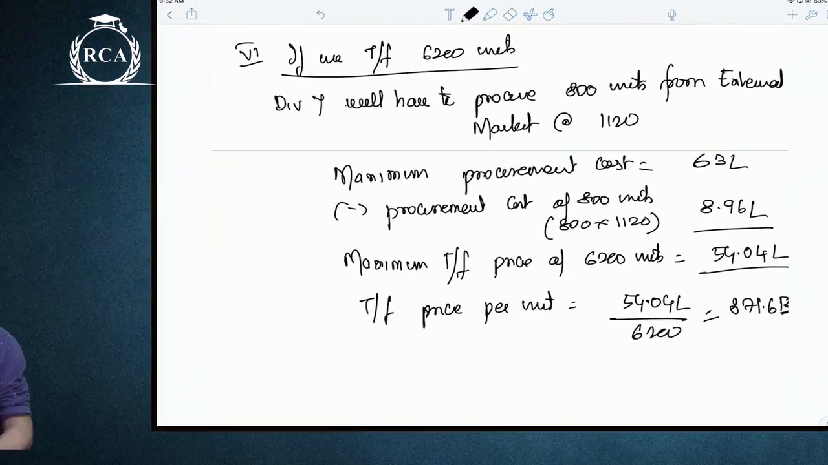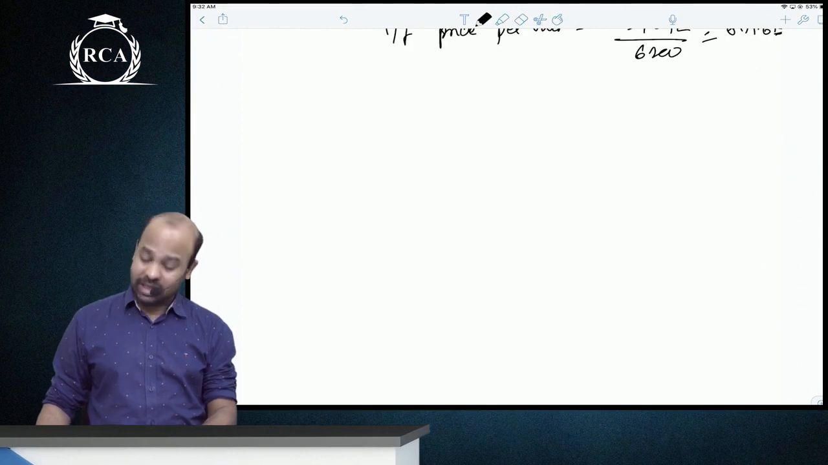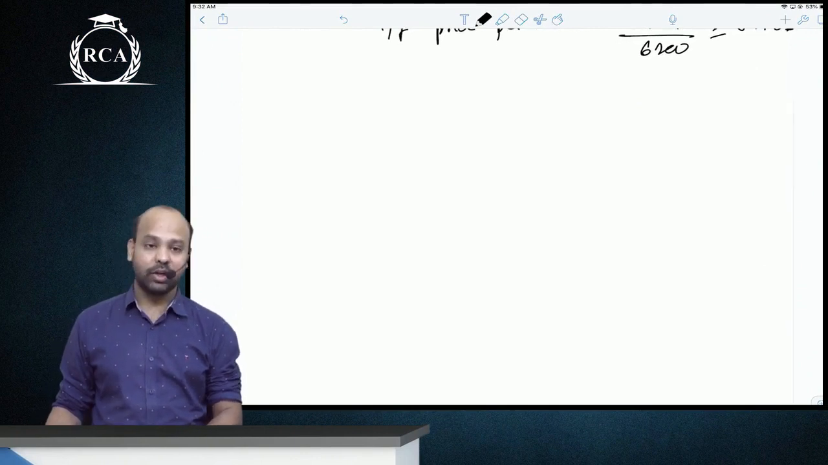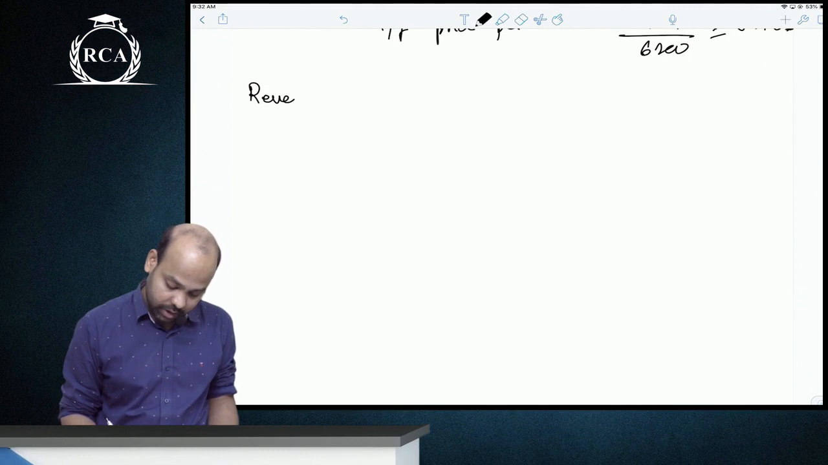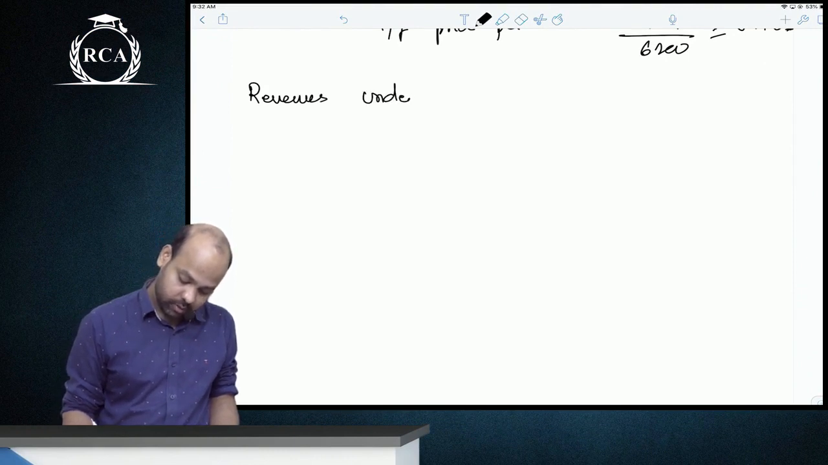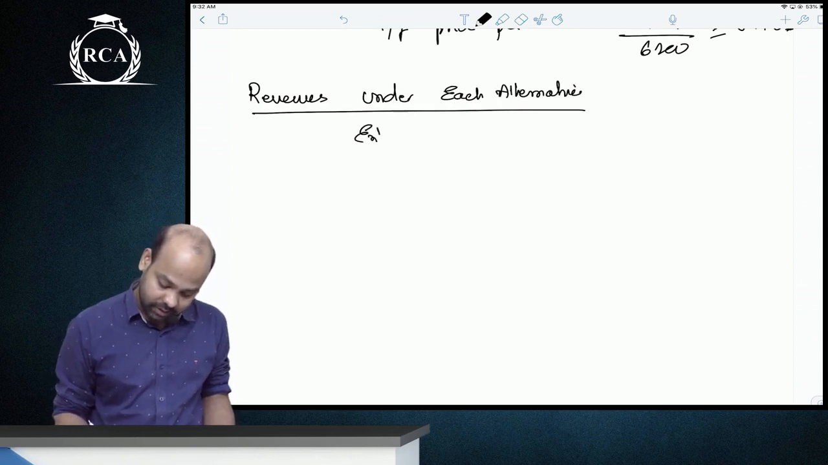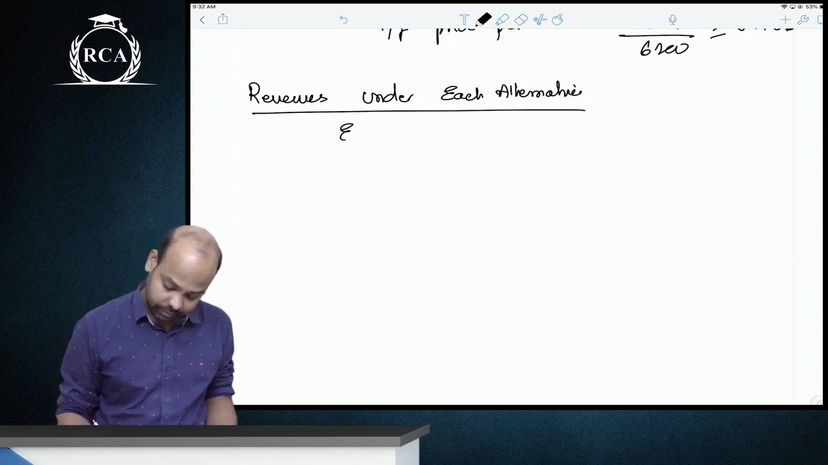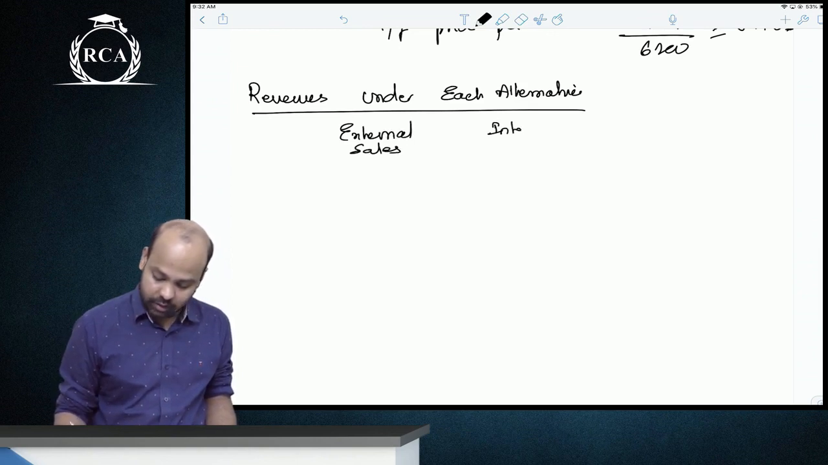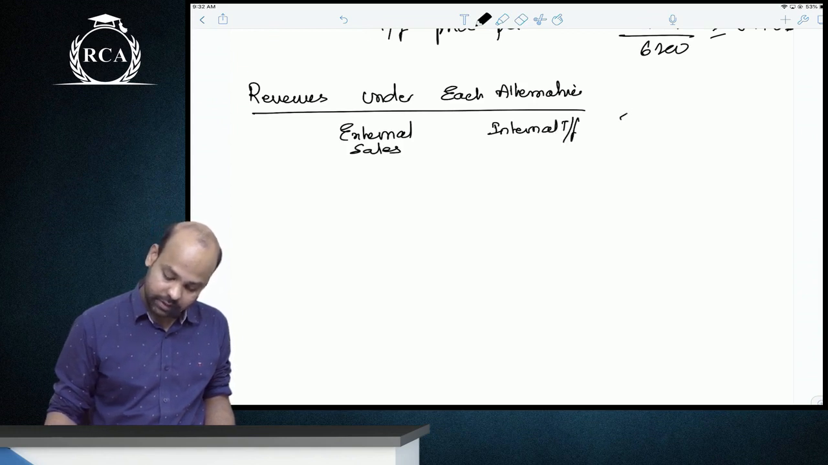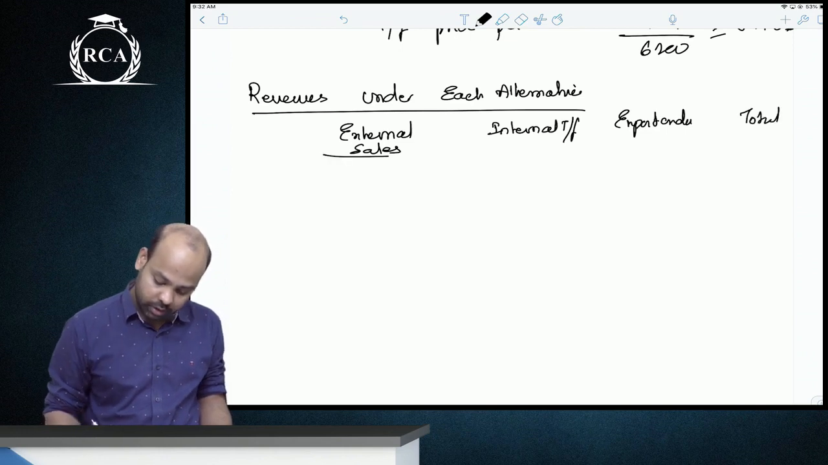Okay, sir. Done. Now, the next part is to arrive at your revenues under each alternative. There is external sales, internal transfers, and the export order. And then you will have to write the total under each alternative.